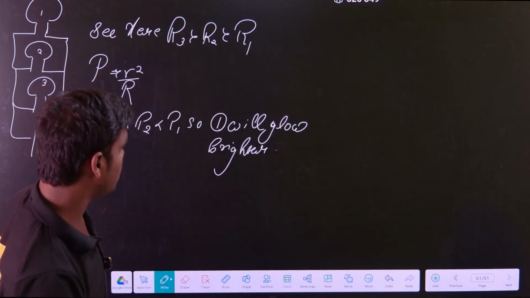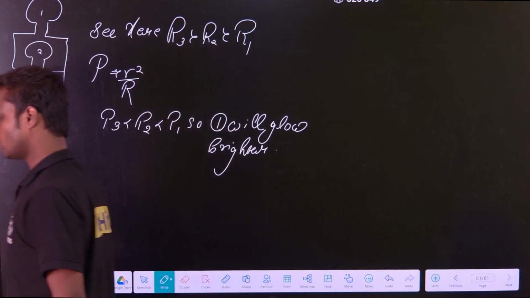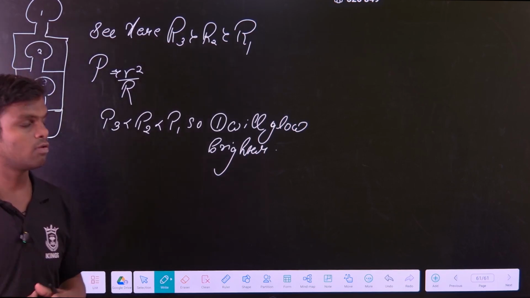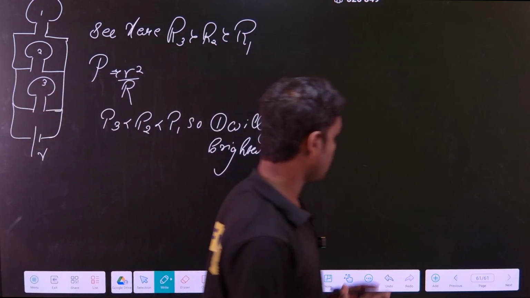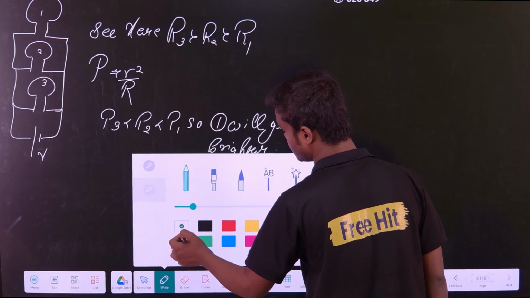So I hope you understand how to see things in series and parallel and how to think about them. Basically they will ask you this type of question only, so you should have the knowledge to comment on which will glow brighter and which won't. Clear?